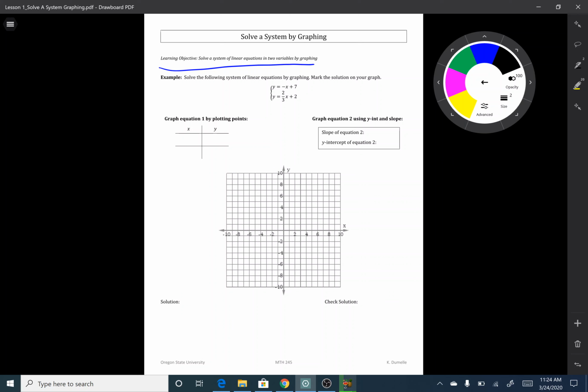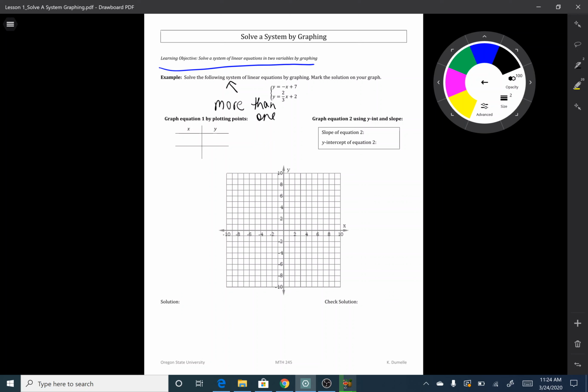So first of all, a system of linear equations simply means that we have more than one linear equation that we want to solve. So a system means more than one. And we have two equations here. y is equal to negative x plus 7, and y is equal to 2/3 x plus 2.